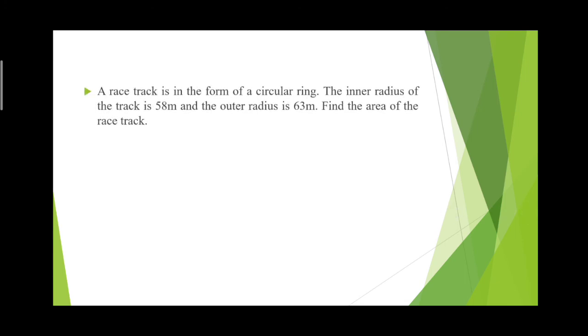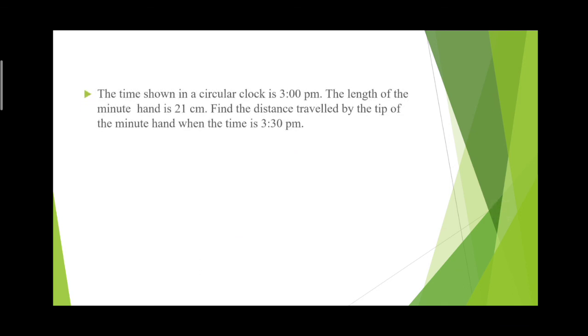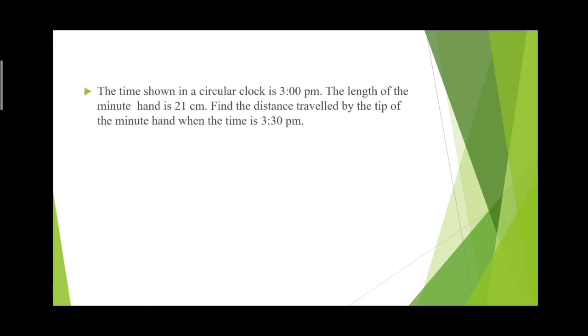Let's see another one. A racetrack is in the form of a circular ring. The inner radius of the track is 58 meter and the outer radius is 63 meter. Find the area of the racetrack. Let's do another one. The time on a circular clock is 3 p.m. The length of the minute hand is 21 centimeter. Find the distance traveled by the tip of the minute hand when the time is 3:30 p.m.